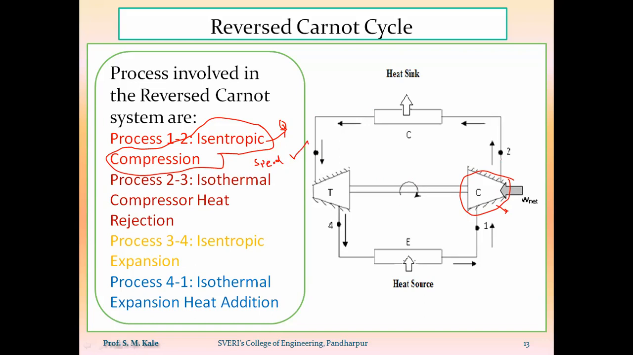And after this, whatever compressed refrigerant is there will be given to another compressor, or another part of the compressor, where the next process is isothermal compression, the heat rejection process. Isothermal means the temperature of the refrigerant should remain the same. But in general, we know that whenever we do a compression process, the temperature of the refrigerant automatically goes on increasing. But here we have to keep the temperature of the refrigerant constant. Still, we have to do the compression.